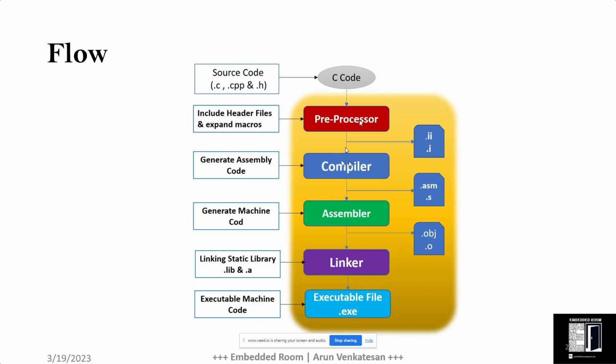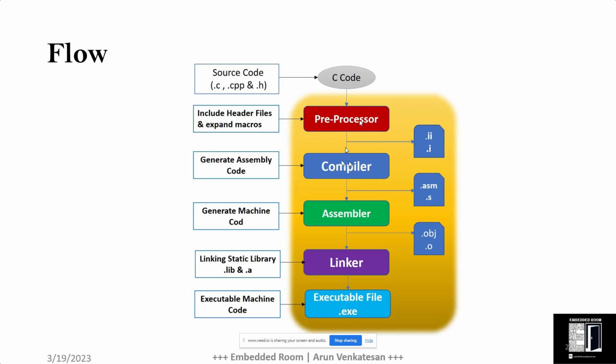The next step is the assembler. Here the input is the .s file format and the output is the object file format. Here it generates the machine code. And the next step is the linker. Here the input is the object file and the output is the exe file.